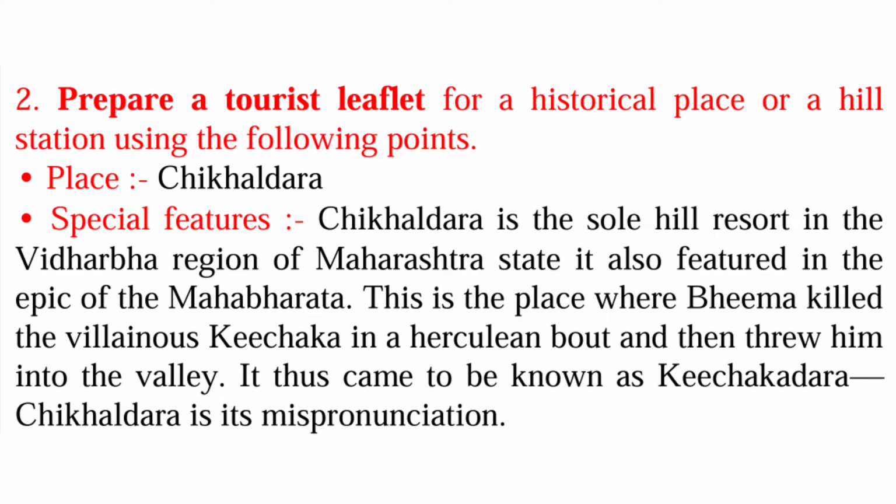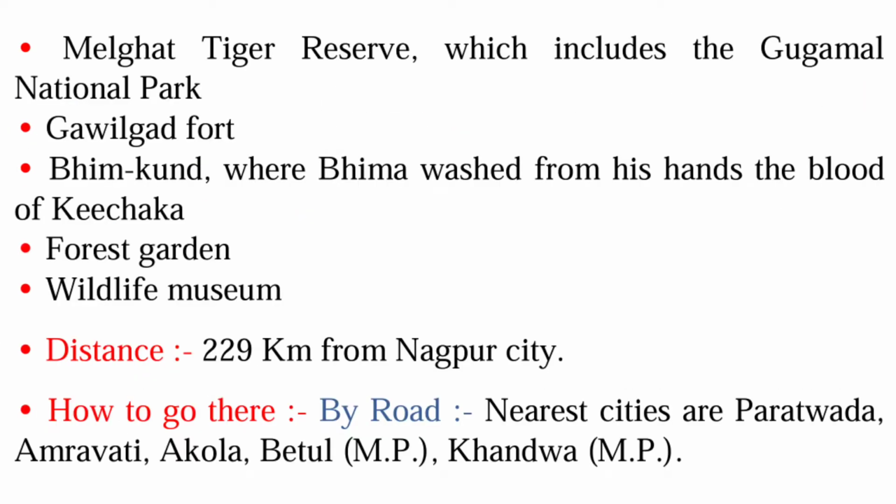Second point is special feature. Chikaldhara is the sole hill resort in the Vidarbha region of Maharashtra state. It also featured in the epic of Mahabharata. This is the place where Bhima killed the villainous Kichaka in a Herculean bout and then threw him into the valley. It thus came to be known as Kichakadara. Chikaldara is its mispronunciation. Melghat Tiger Reserve, which includes the Gugamal National Park; Gavilgarh Fort; Bhimkund, where Bhima washed from his hand the blood of Kichaka; Forest Garden Wildlife Museum.